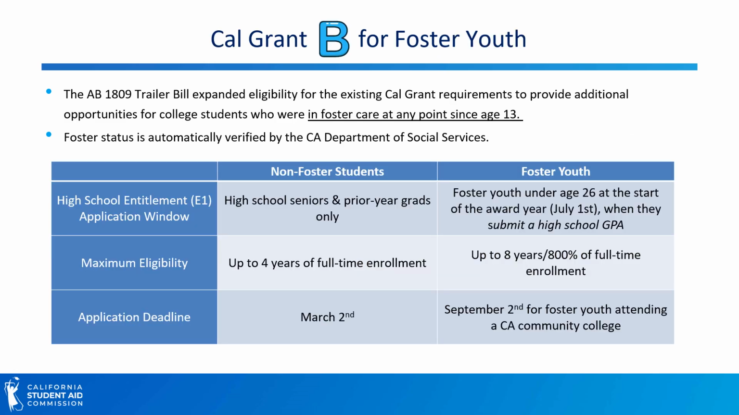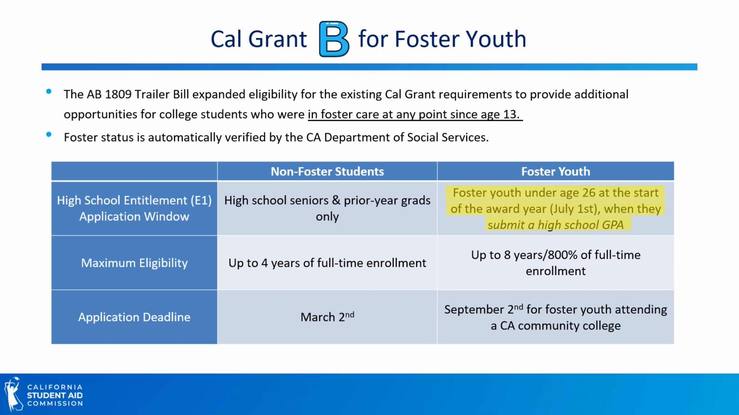We also have Cal Grant B for foster youth. While the Cal Grant B has been around for quite some time now, the AB 1809 trailer bill extends the application window, application deadline, and lifetime Cal Grant eligibility for foster youth students receiving a Cal Grant B who were in foster care at any point since age 13. Foster status is automatically verified by the California Department of Social Services.